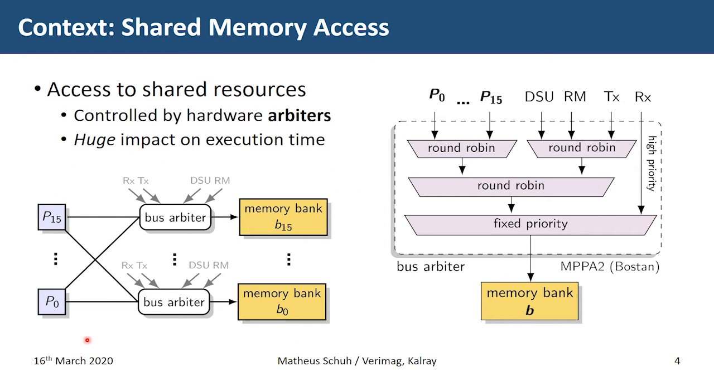Here in the left figure, we can see the path that cores need to go through in order to reach a memory bank, and in particular, the bus arbiter mechanism. Here in the right, we have a more in-depth view of a bus arbiter studied in our paper, the MPPA2 from Kalray, that is composed of several arbitration levels and even different arbitration policies to decide which request is granted first to the memory bank.